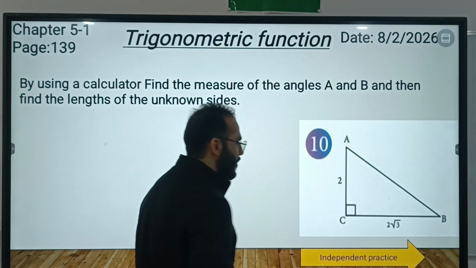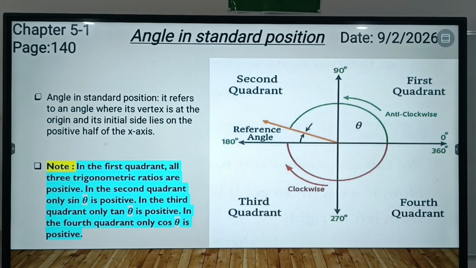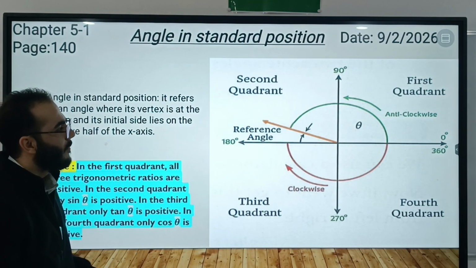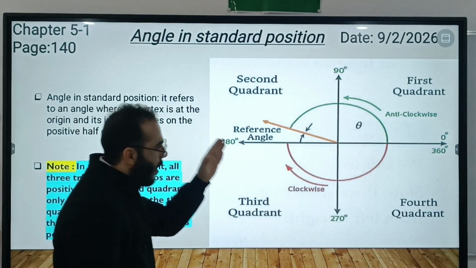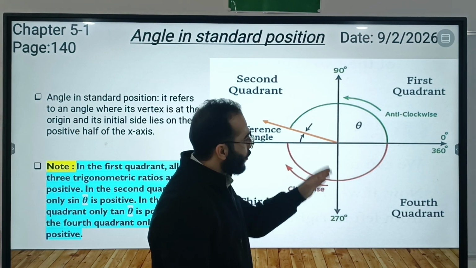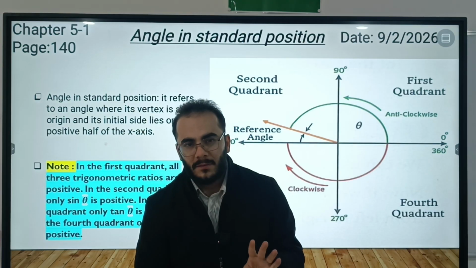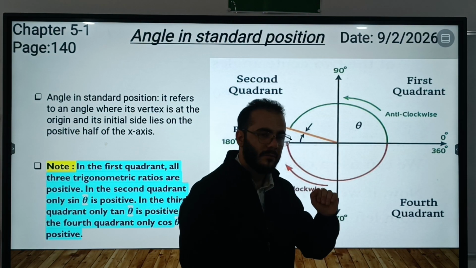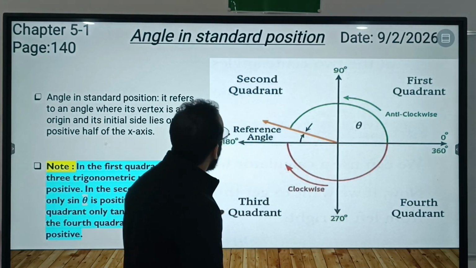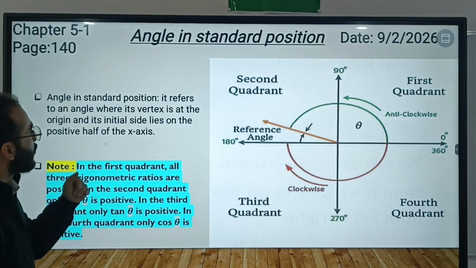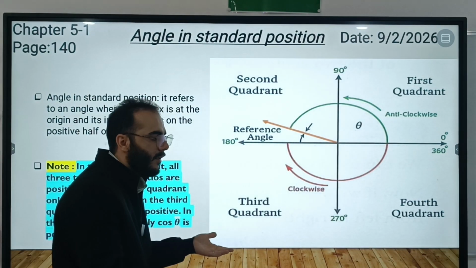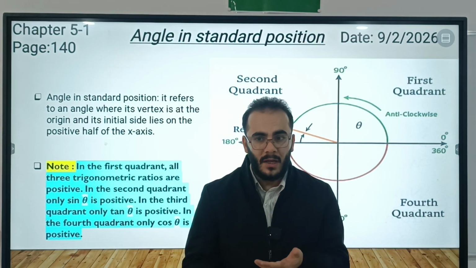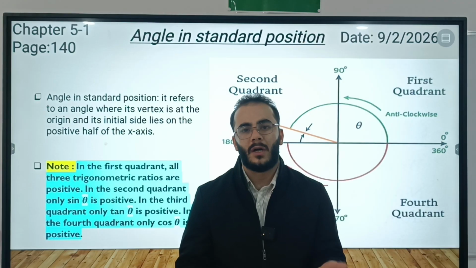Let's go to the next idea of this lesson, which is something regarding this diagram, this chart. Well, you know that a coordinate plane consists of 4 quadrants: first quadrant, second one, third one, fourth one. All right. So here it says angle in standard position. What conditions does an angle need to be in standard position?